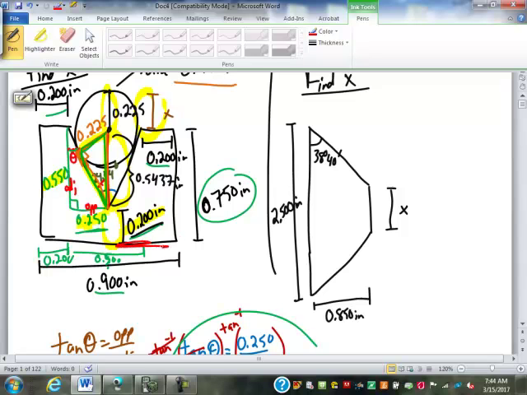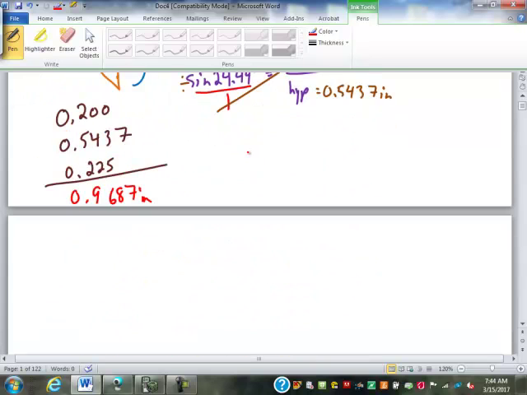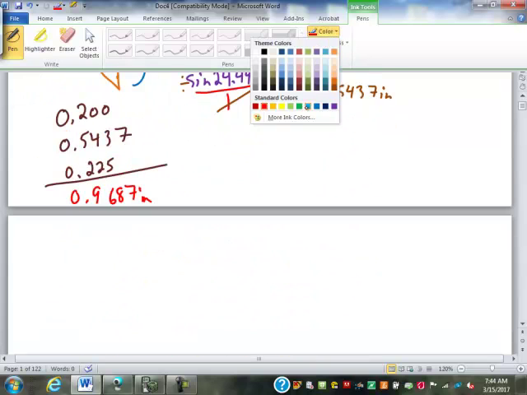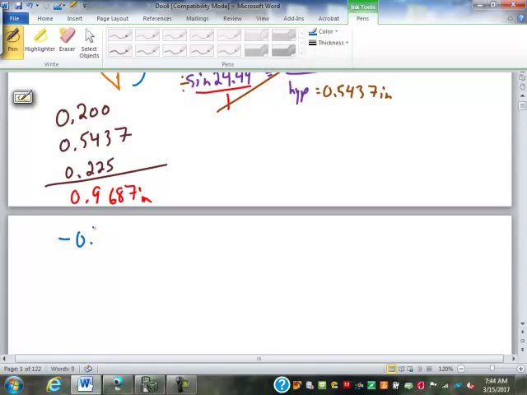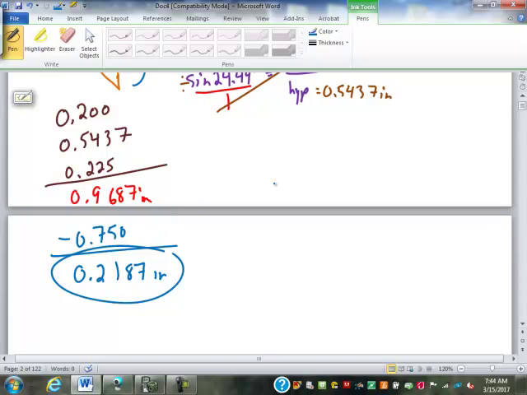So that 0.9678 inches we just found goes from the bottom all the way to the top, up to here. So to find x, we just need to subtract off this 0.750 inches. So 0.2187 inches is how far that ball is sticking up out of that V block.